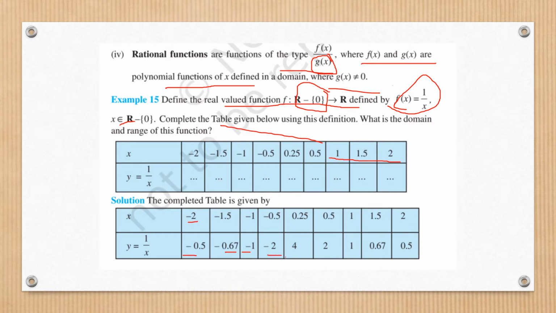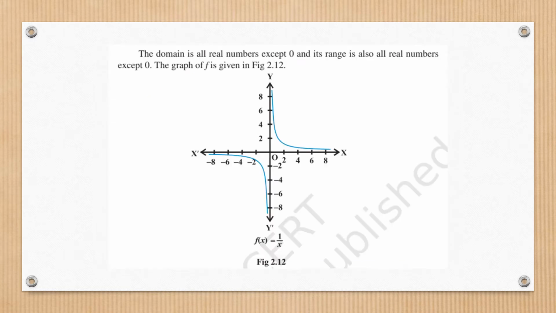So which type of values are you getting? You are getting the negative values as well. You are getting the positive values as well. So what is the domain? It is the set of all real numbers except 0. And range is also the same. You will get all real numbers except 0, right? And the graph is in this form.